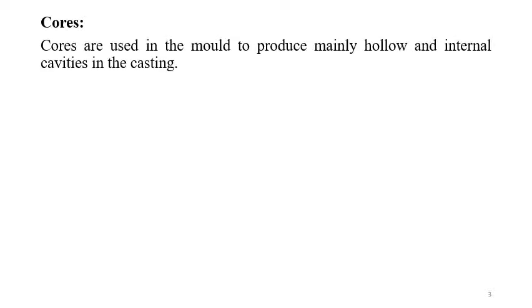What is a core? Cores are used in the mold to produce mainly hollow and internal cavities in the casting. Suppose as per customer requirement, a hole or cavity is required in the cast part. According to that, you have to prepare the core. You prepare the core from sand, additives, binders, and water. You mix and prepare the sand, then prepare the cores beforehand. After that, you put them into the cavity, so we get the hollow or internal cavities in the casting part.